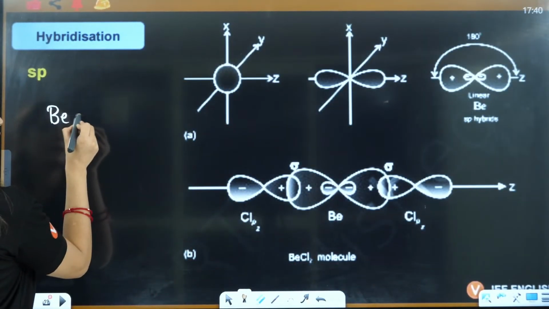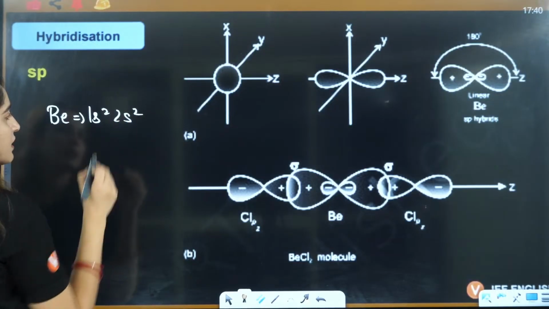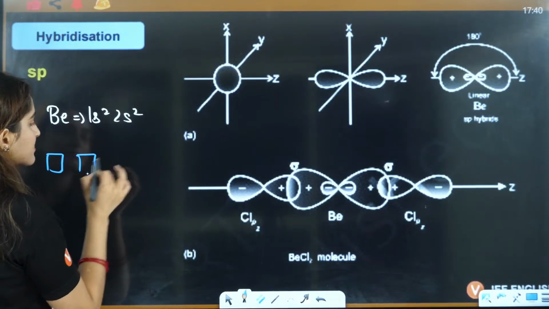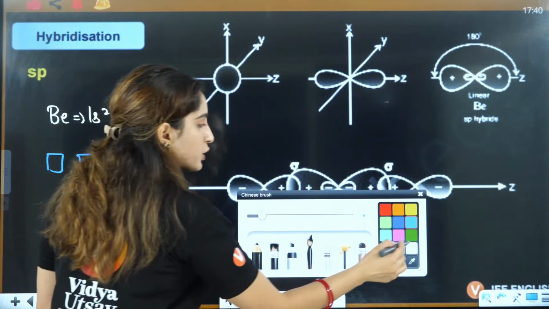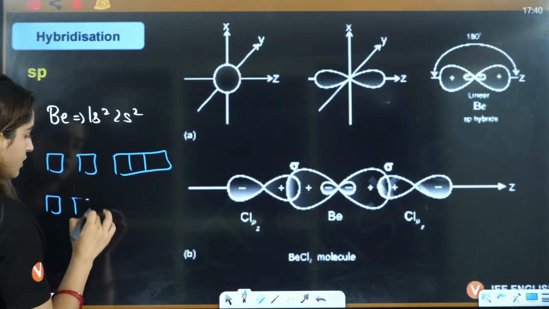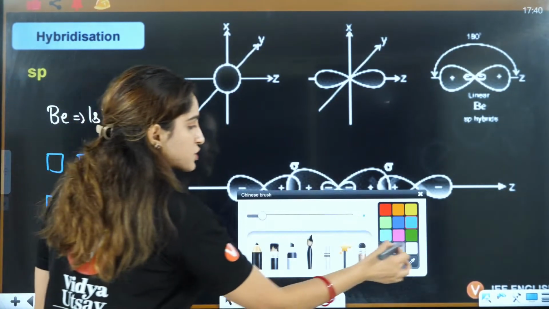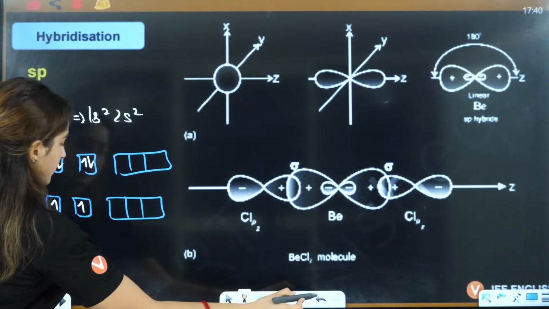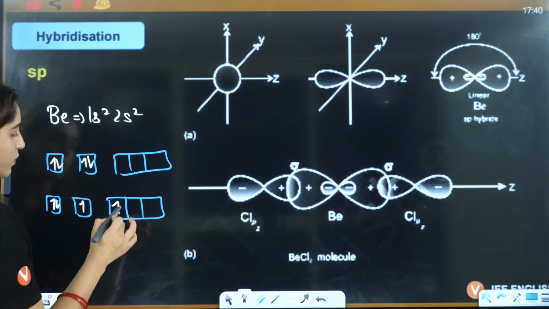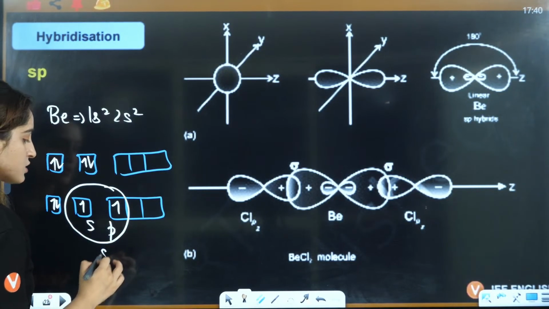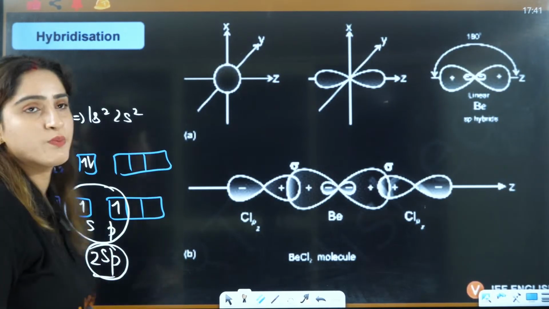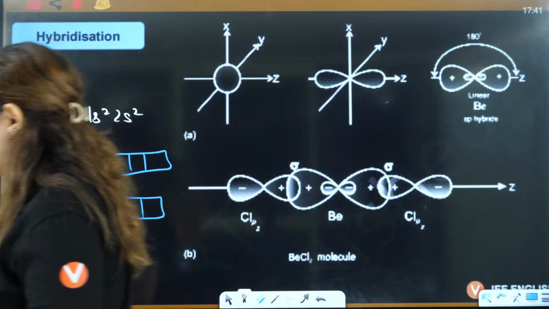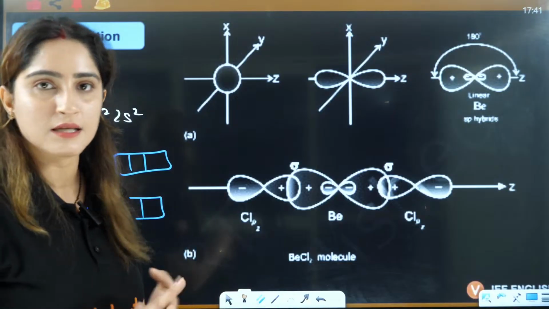You have Be, 1s2, 2s2. Now when they get into the excited state, they will form this kind of situation. In the excited state, there are two electrons here, 1 and 1 here, and this S and P is going to combine to give you two sp hybridized orbitals.